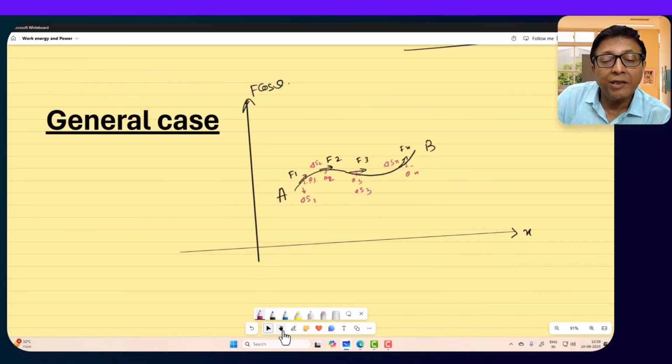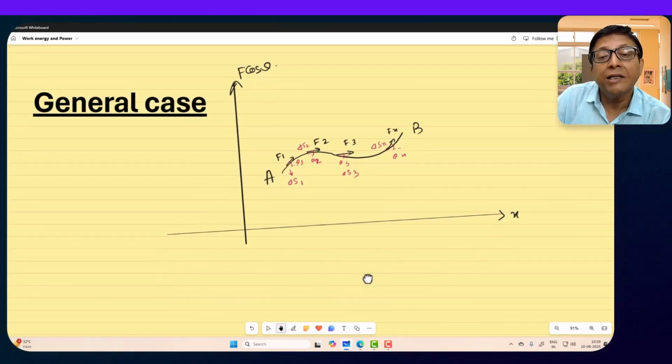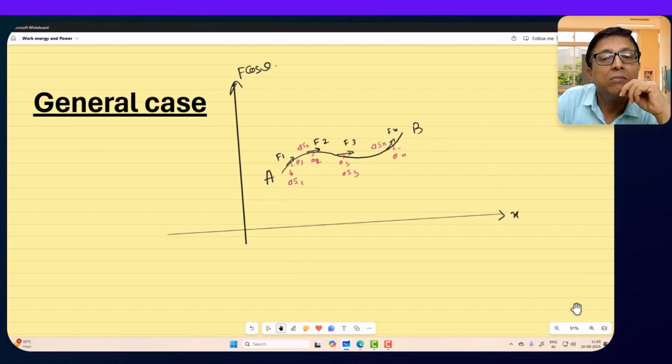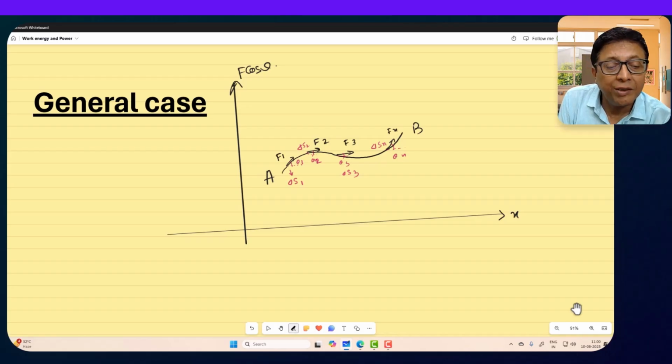Situation may be there as follows, where force acting on the object is not one dimensional, maybe two dimensional, maybe three dimensional, and the particle is taken along the curve like this from A to B. How to calculate work done in that case?